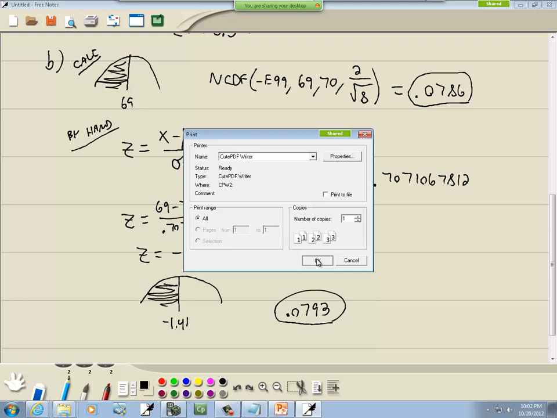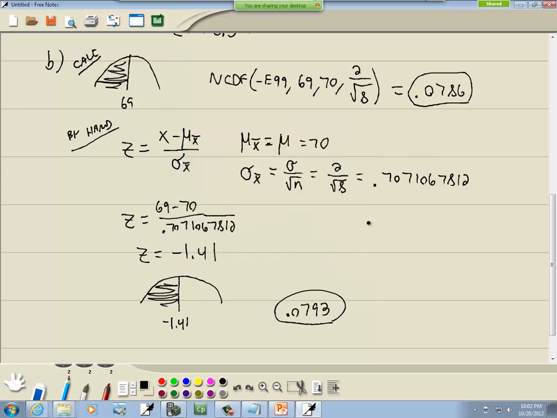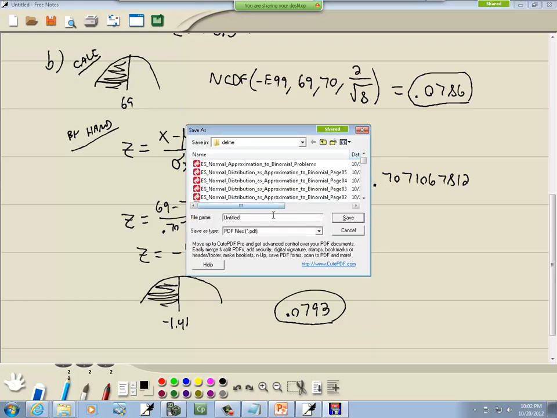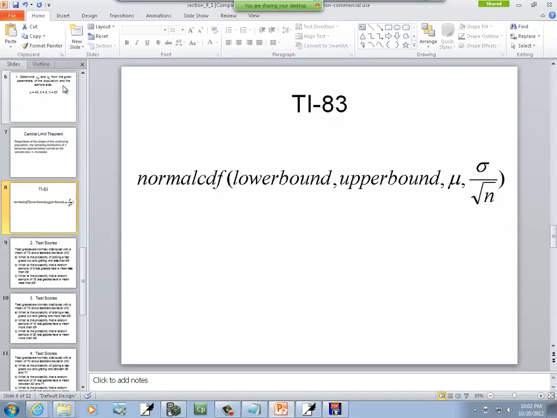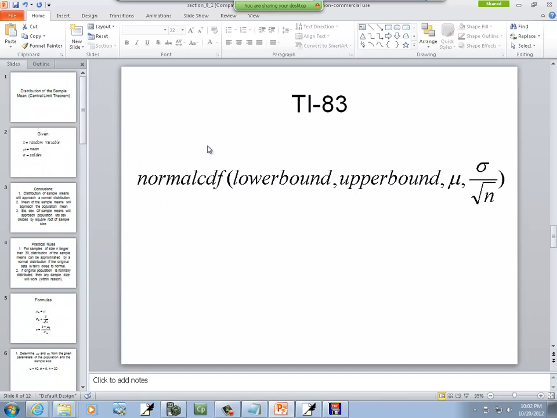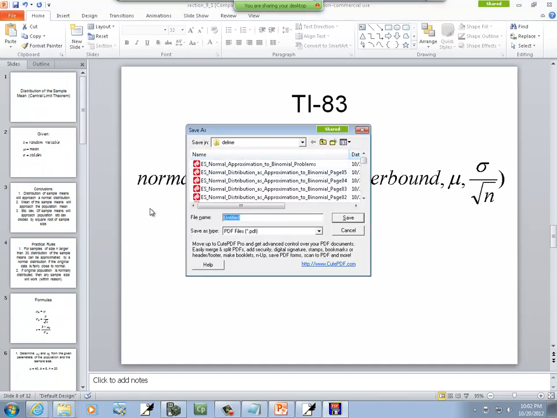Let me save this. What is this? Distribution of sample means.